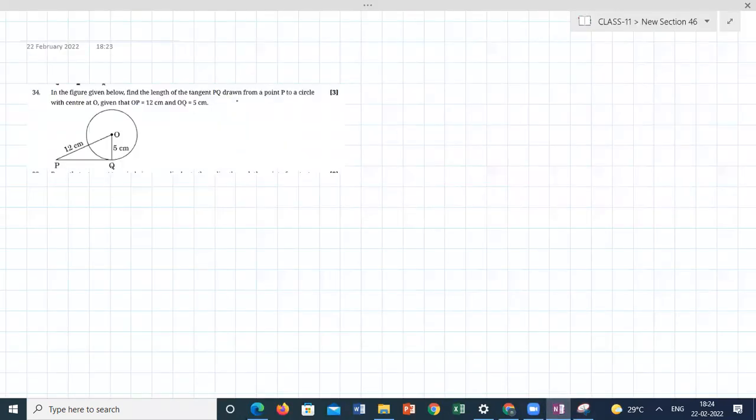A figure is given below. Find the length of the tangent PQ drawn from a point P to a circle with center O, and given that OP is given and OQ is given. It's a little bit straight question. By seeing the question itself, we can say what is the answer for PQ, Harita?